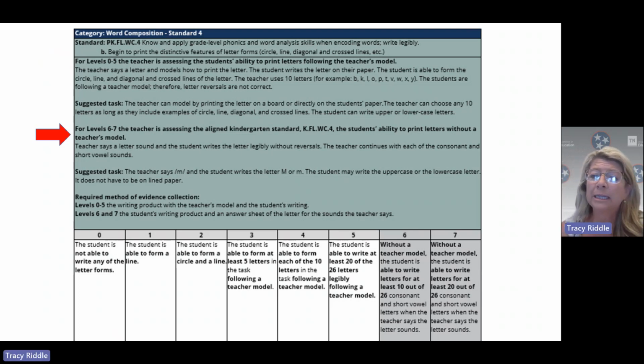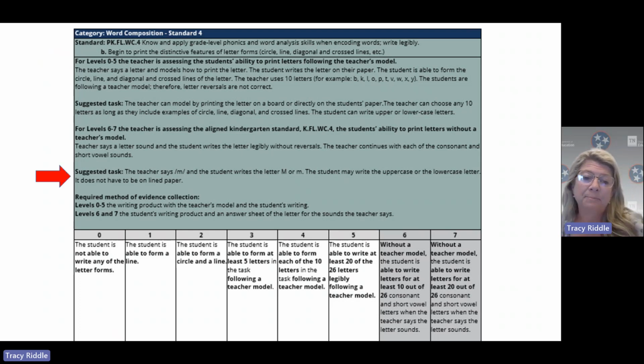They are also printing letters after they have listened to the sound. So a teacher would say a sound, and the student will write the letter legibly. This means without reversals. And the teacher should continue with all 26 letters. The suggested task in the rubric is an example of what a teacher may say.